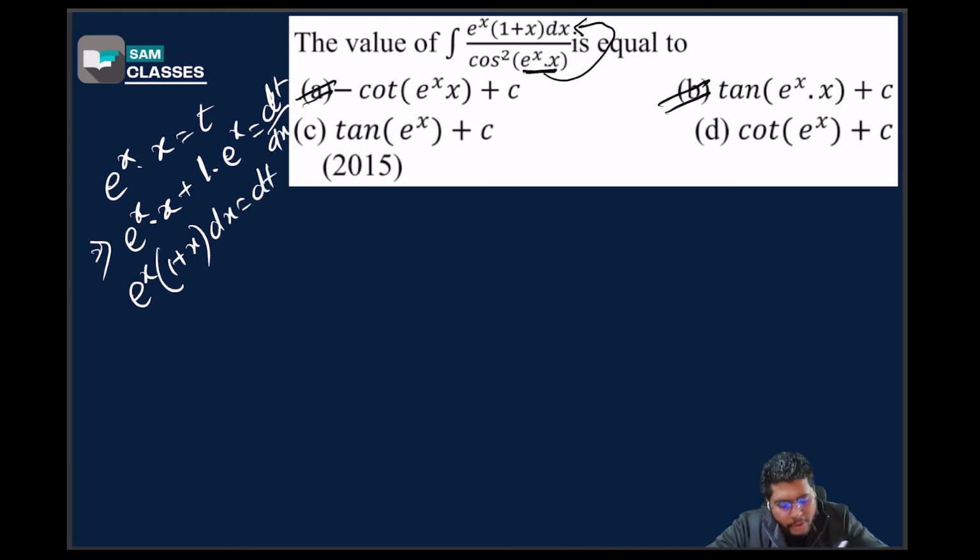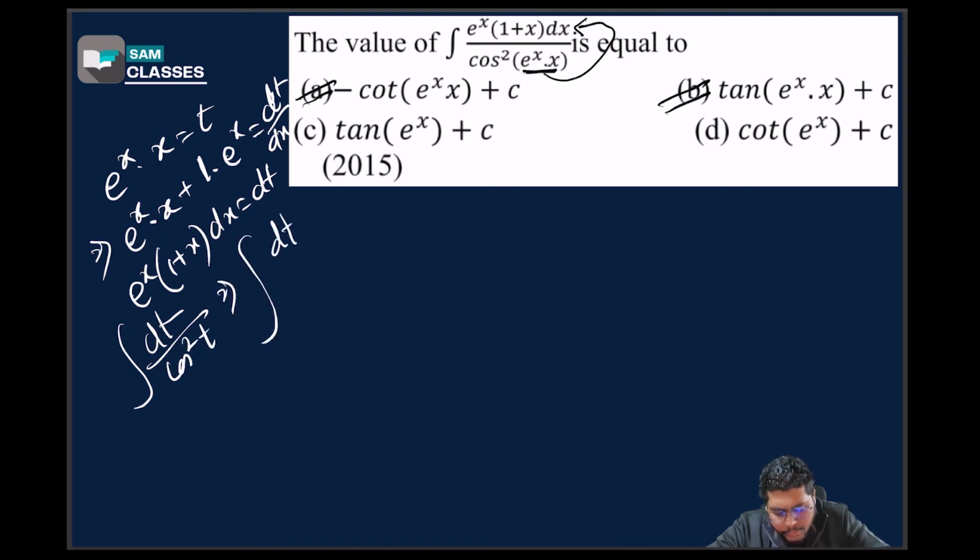See, the whole numerator, if I take it, it will be dt by cos square t. And that is nothing but dt into secant square t. And that is what? Tan t. That's it. So this is my answer. Correct. So what was the difficulty the whole way?